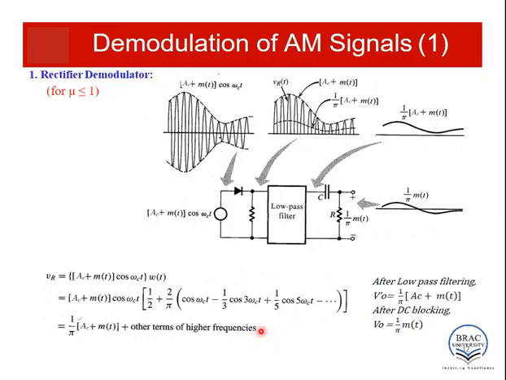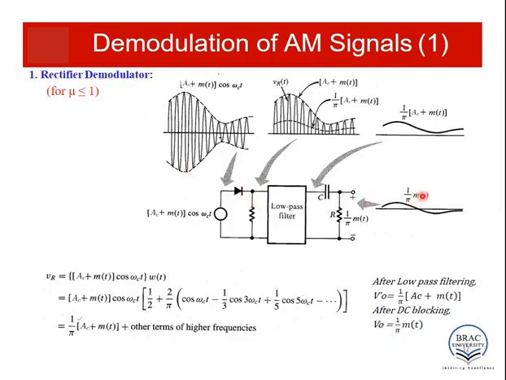But as this output is passed through a low pass filter of cutoff ω_c, all the frequency components equal or above ω_c will be blocked. So only the 1 by π (A_c plus m(t)) term will be passed. Then it is passed through a DC blocking capacitor, which blocks the DC component A_c, and the final output is 1 by π m(t).